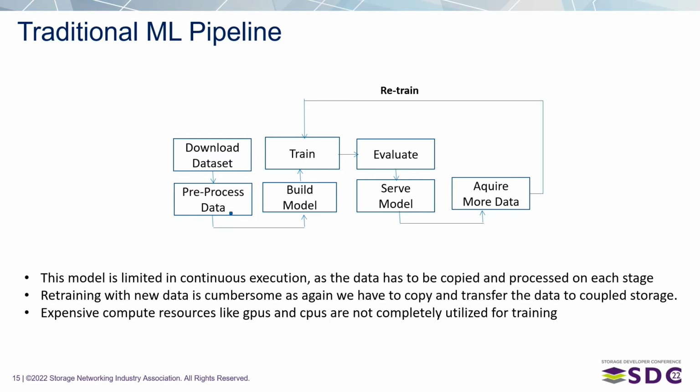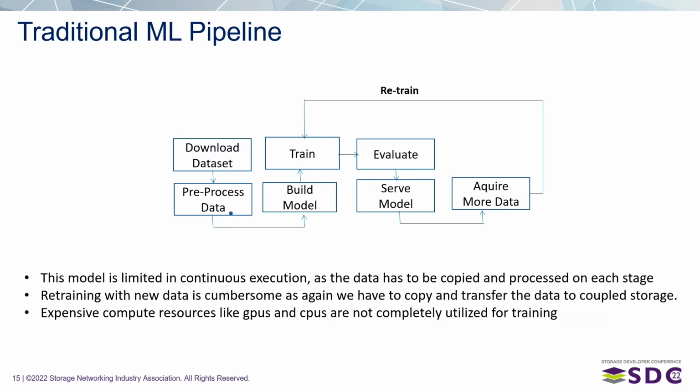Retraining the model with any newly acquired data is cumbersome, as again we have to copy and transfer the data to the tightly coupled storage. Also, as the data set grows, the compute gets busy fetching and extracting the data, rather than training it. Generally, the compute in machine learning consists of CPUs and GPUs and sometimes expensive TPUs, sourced from the cloud and quite expensive, which leads to wasting expensive hardware.